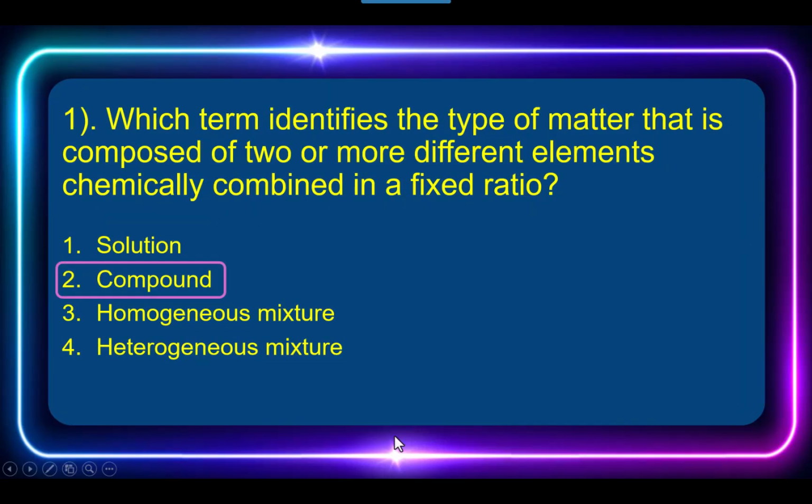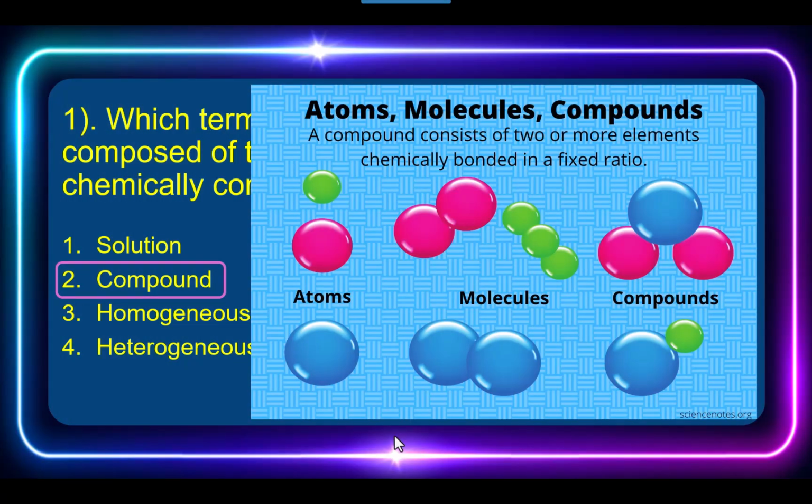Excellent. If you pick number 2, compound, you earn 5 points. A compound is composed of 2 or more different elements chemically combined in a fixed ratio. That is the definition of a compound.